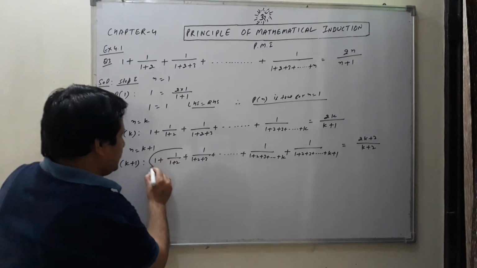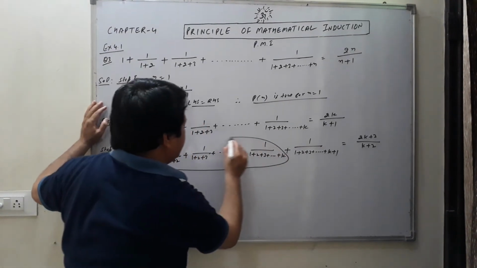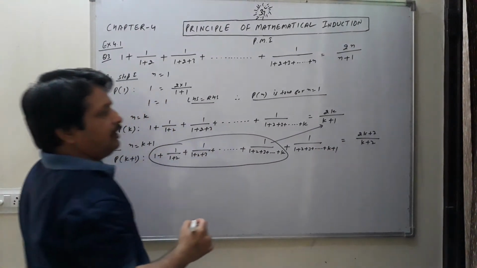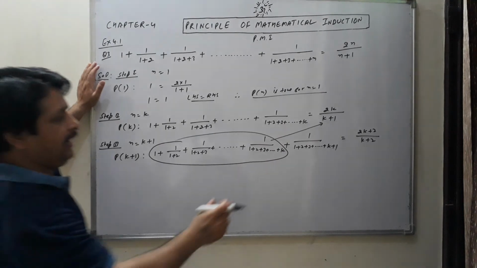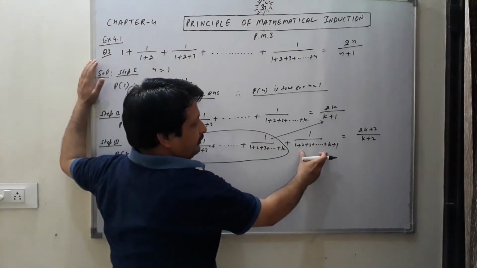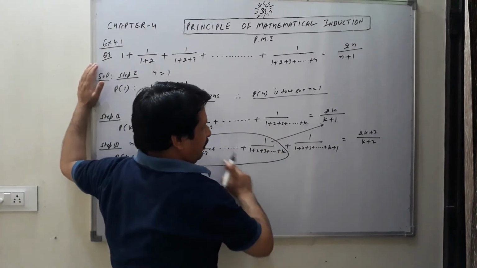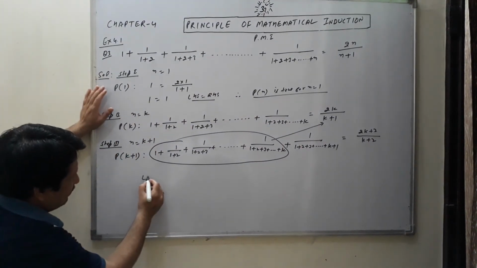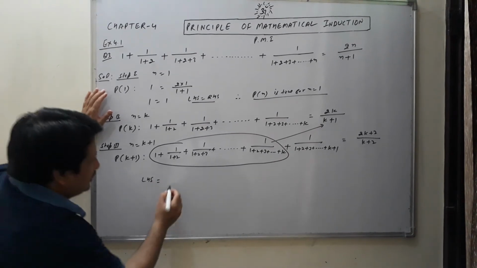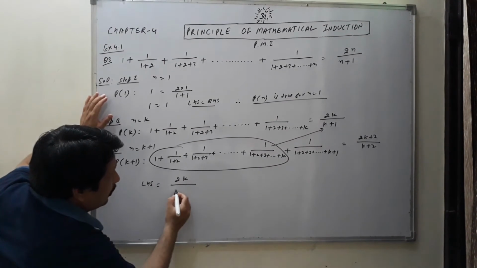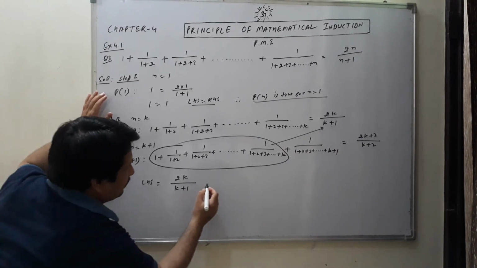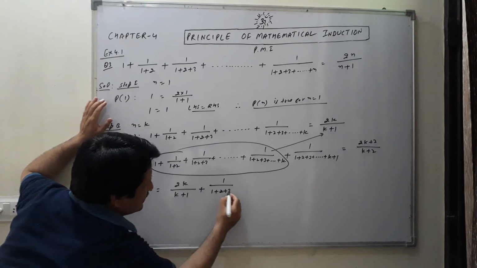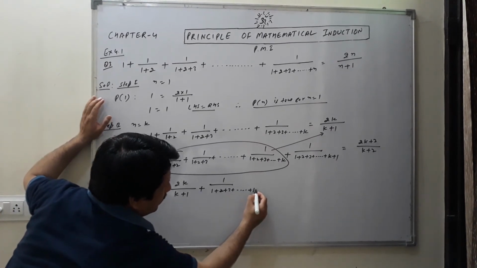Now once again, students, up to here we put the value by using step number 2, and we solve it with k plus 1. When we solve, it will come as equal to the right hand side. So let us take the left hand side, that is equal to 2k upon k plus 1 plus 1 over 1 plus 2 plus 3 plus up to k plus 1.